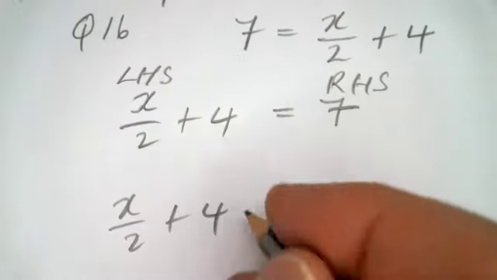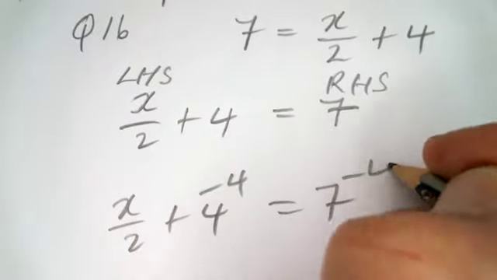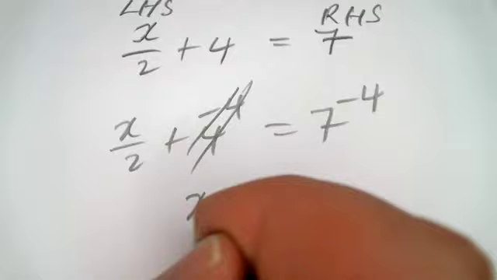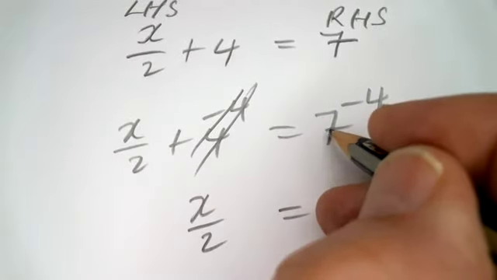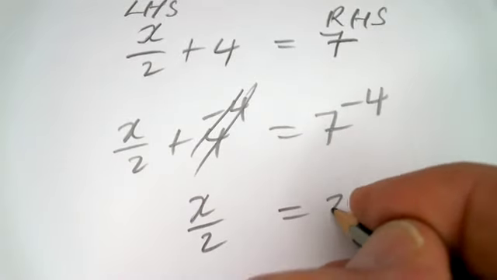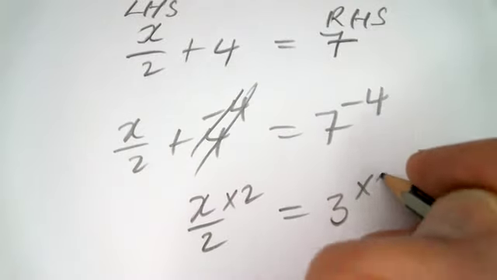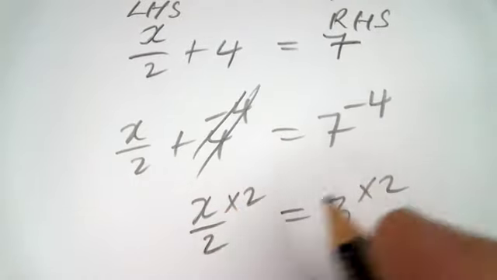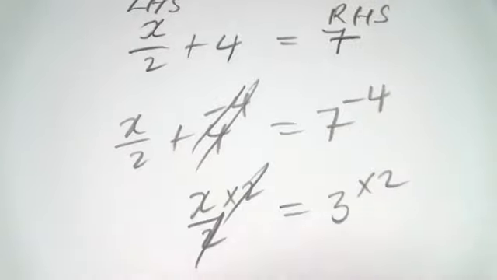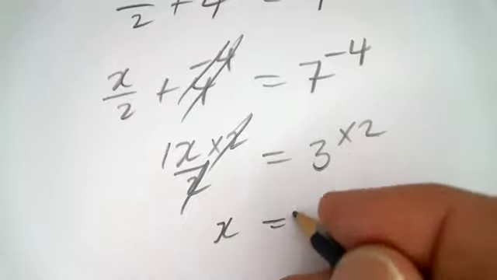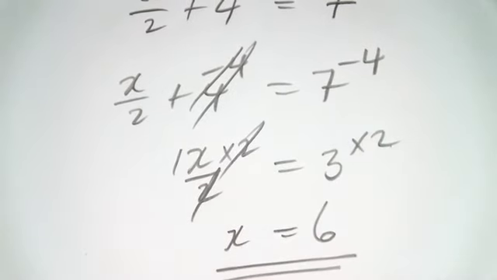I'm going to get rid of a plus 4 with a minus 4. Subtracting 4 from both sides leaves me with x on 2 is equal to 7 minus 4, which is 3. Now I'm going to multiply both sides by 2. I could have just written it as a 2x, but it makes no difference. So 2 divided by 2 is 1. 1 times x, of course, is x. And 3 times 2 is 6. And there is the answer.